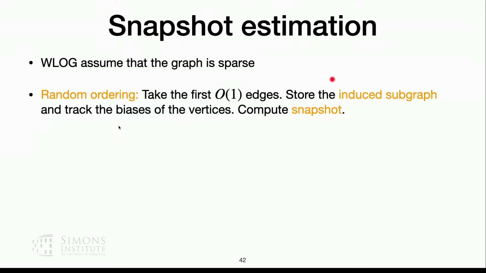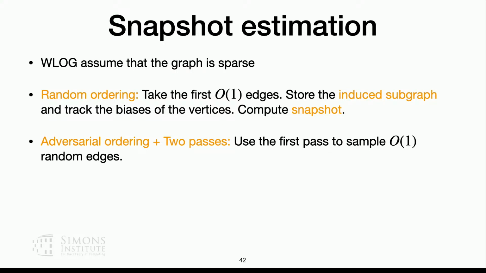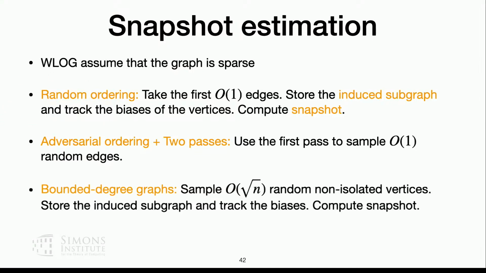You just take the first order 1 edges, store the induced subgraph, and track the biases of the vertices. This helps you compute the snapshot, because, as Safir pointed out, the snapshot itself is of constant size, and then you just need constantly many edges to estimate it. And if you're doing 2 passes, it's a straightforward extension, because you use the first pass to sample constantly many random edges. In the second pass, you store the induced subgraph and track the bias of the vertices. So the algorithm is quite simple for random ordering and 2 passes.